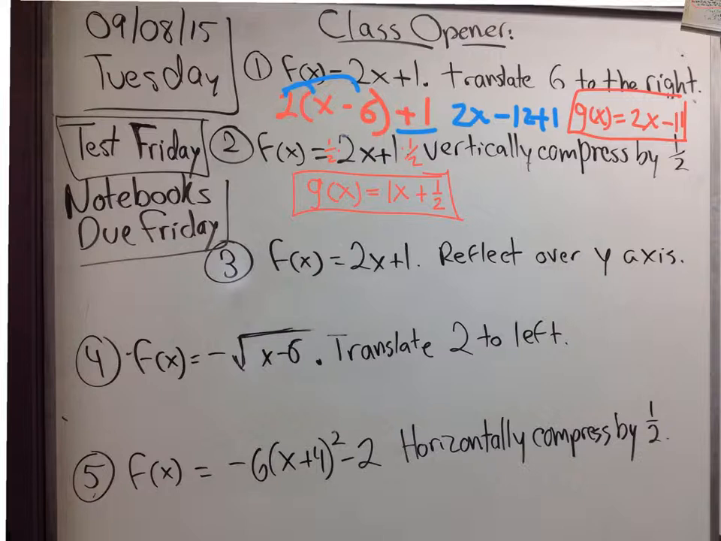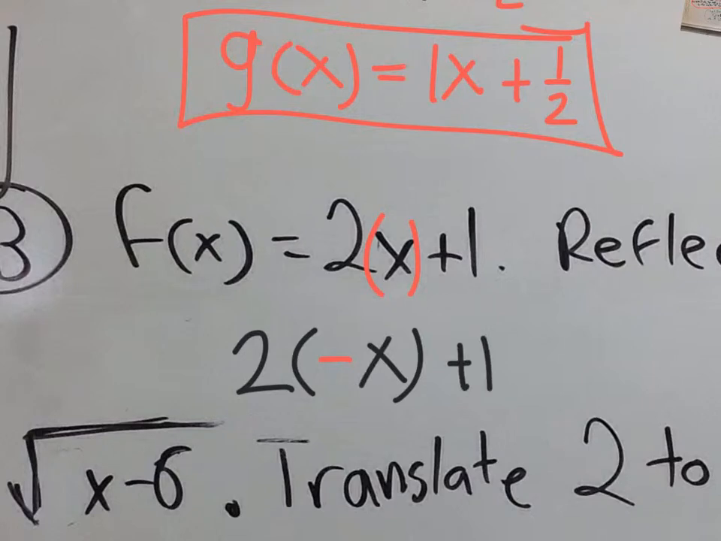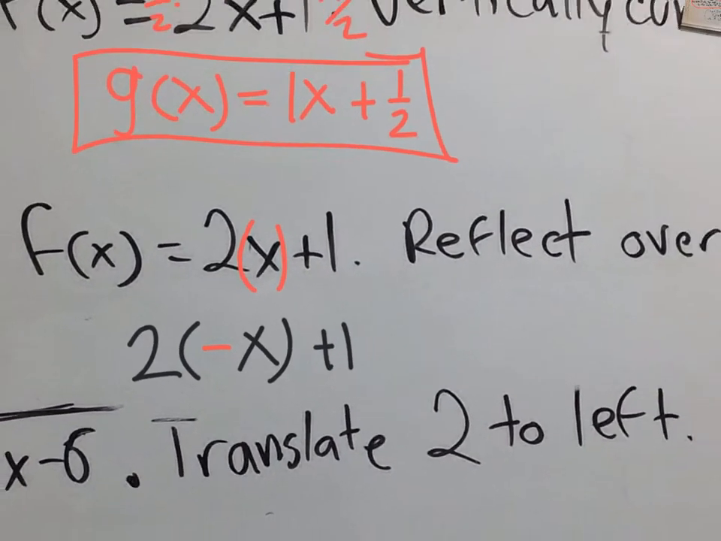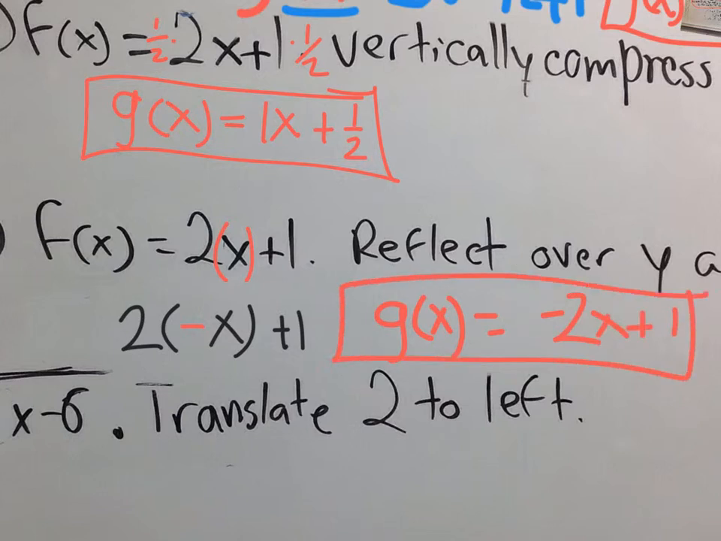So on number three, we want to reflect on the y, so we're going to change the sign of the x. Where's x at? It's right here. So we're going to go in there and pretend that there's some parentheses around this thing, and we're going to change the sign of the x. So it's really going to be 2 times negative x plus 1. Okay, now what is 2 times negative x plus 1? It's our final answer, and our final answer is g of x equals negative 2x plus 1. Done deal for part one.